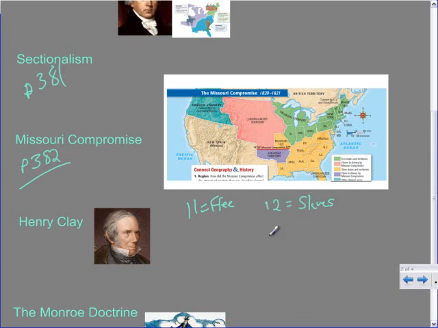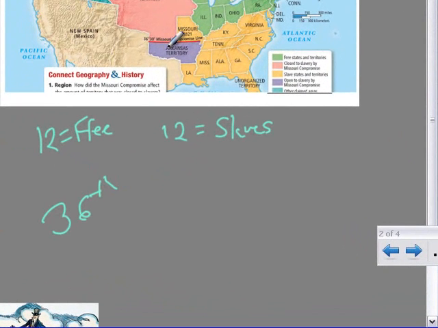So Henry Clay, who is this guy down here, on page 382 as well, comes up with the Missouri Compromise. He says that Maine is going to become a state as well as Missouri. Missouri can become a slave state, but then Maine is going to become a free state. So now we have 12 versus 12 again. It's all equal. Everything's fine for now. They also put in this line right here at the 36th parallel, which says that above that, or north of that, slavery will be banned, except in Missouri, of course.